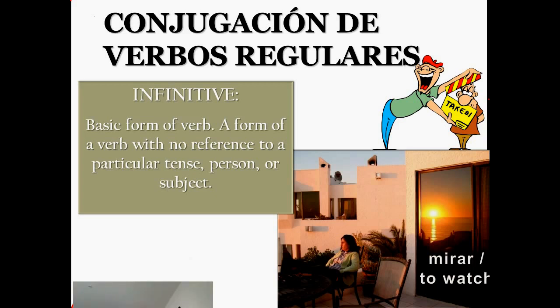Now, let's start with a simple definition. What is an infinitive? Infinitive is just the name of an action. What am I doing now? I'm speaking. The name of the action is to speak. That's the name of the action. So that is what we call an infinitive.